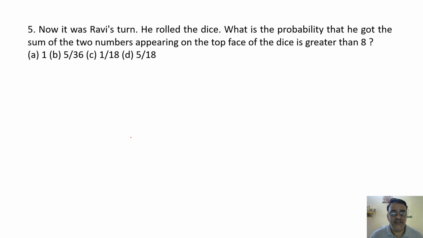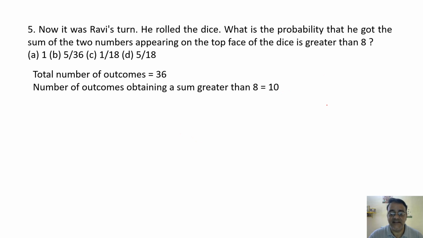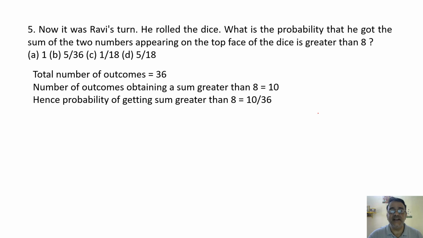Now the last question. Now it was Ravi's turn. He rolled the dice. What is the probability that the sum of the 2 numbers appearing on the top face of the dice is greater than 8? Greater than 8 means 9, 10, 11, 12. Right? So 1, 2, 3, 4. How many total times? 10 times. So the required probability is 10 by 36. If you simplify, you will get 5 by 18. Right. Very good. 5 by 18.